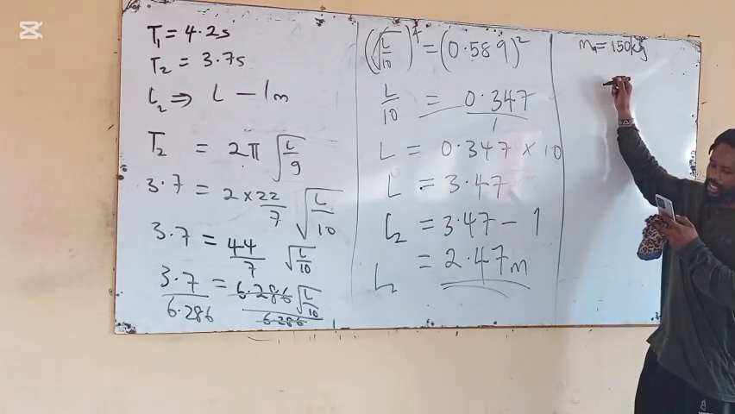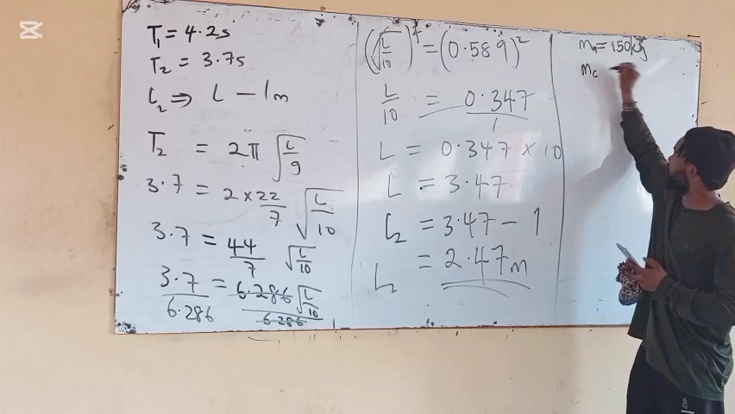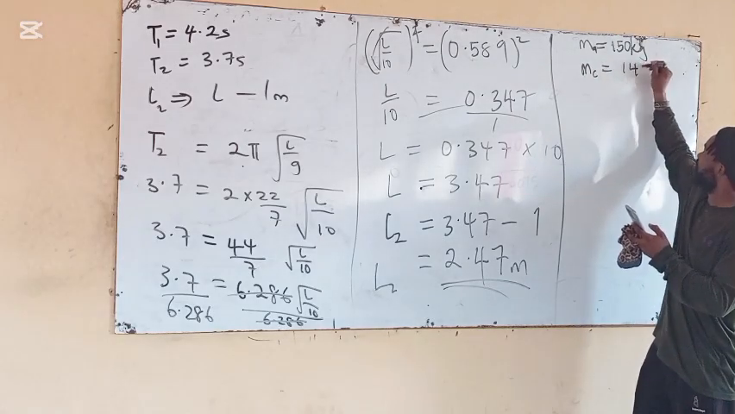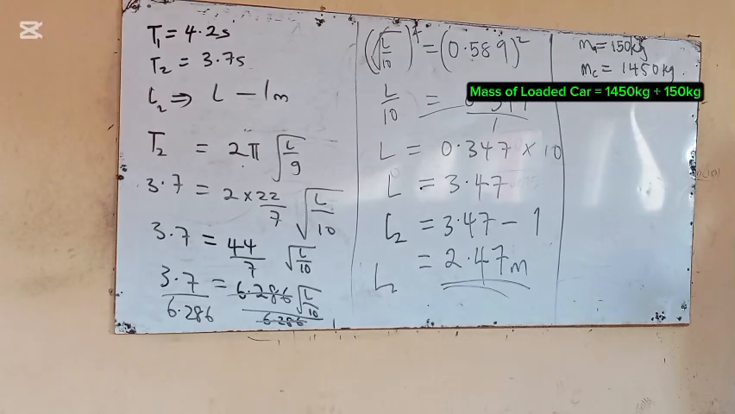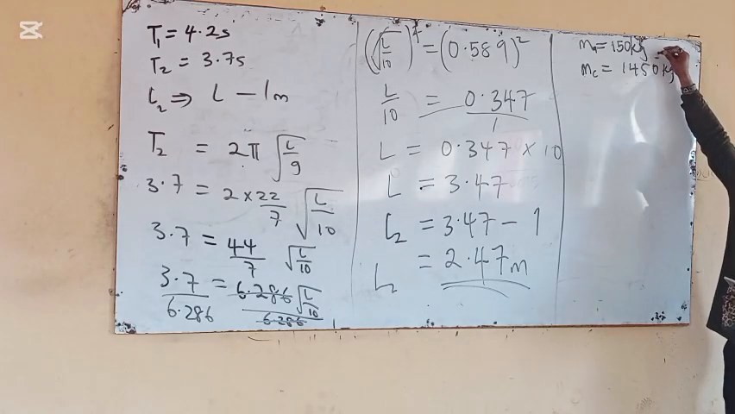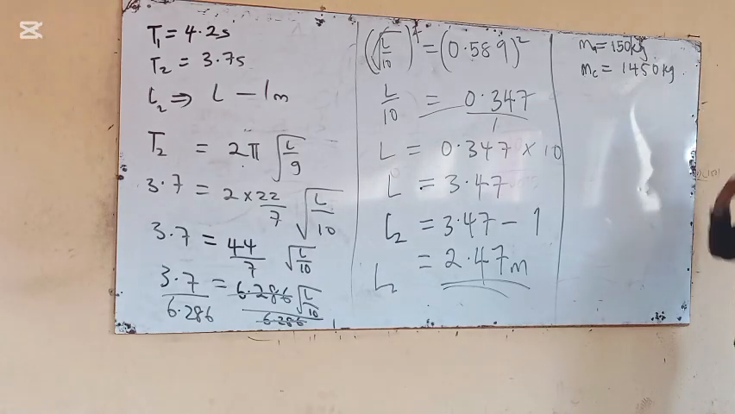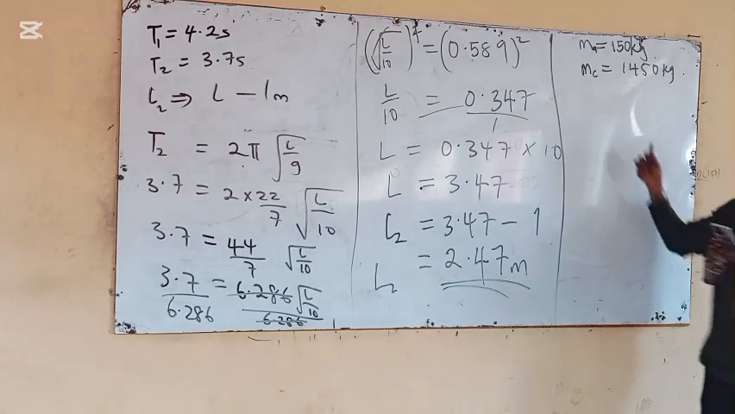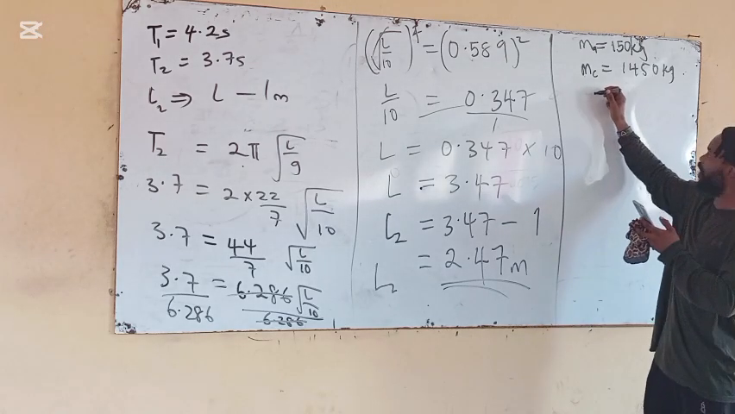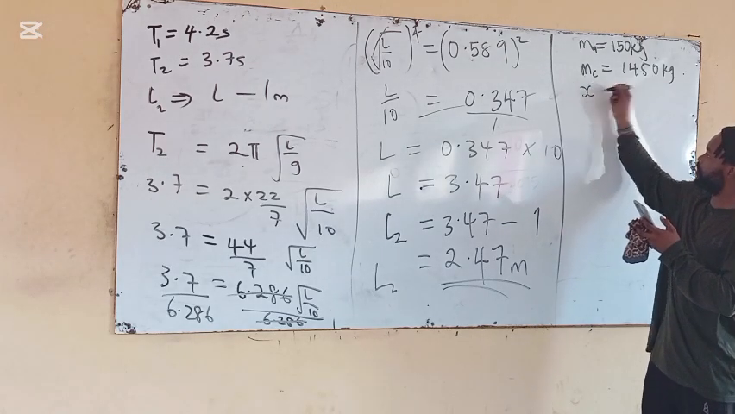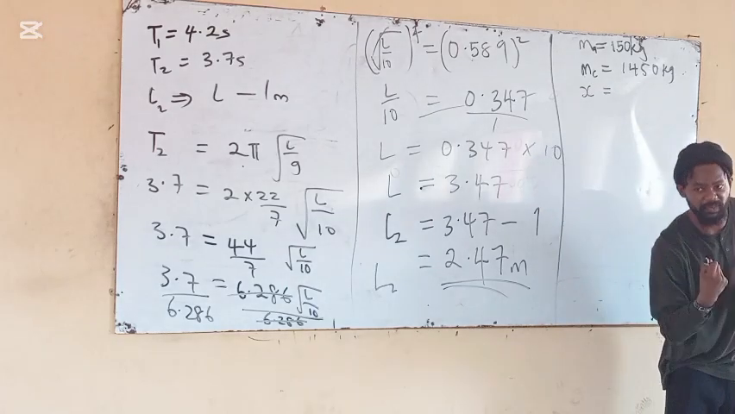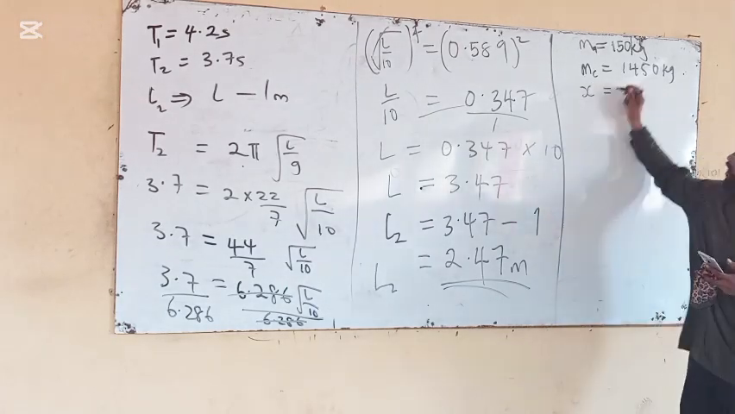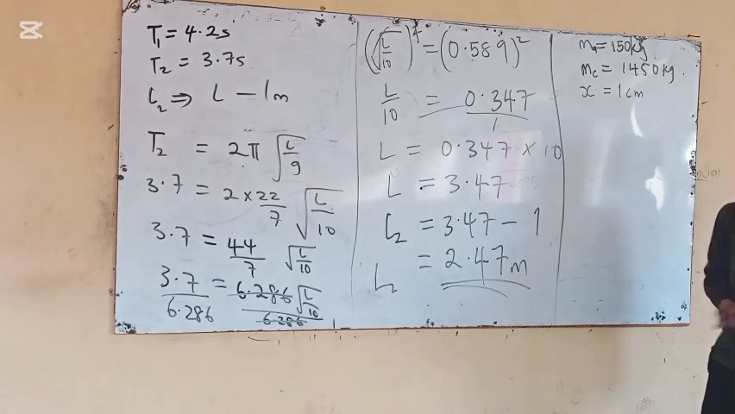Now there's another one. Enter a car of mass. Let me say this is MC, mass of car, 1,450 kg. If you go and add these 2 masses up, you failed it from the beginning. Don't try it. Now they said the car is lowered by 1 cm. So if it's lowered, let me say that this is extension. Is it not true? The normal spring is reduced. So let's say this is 1 cm.